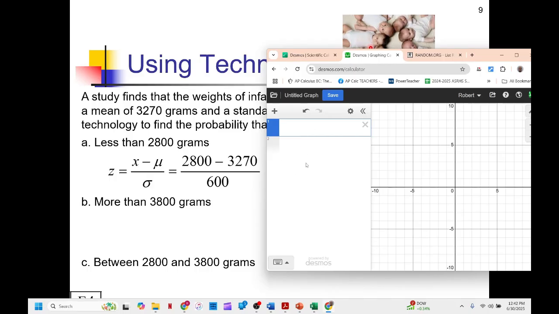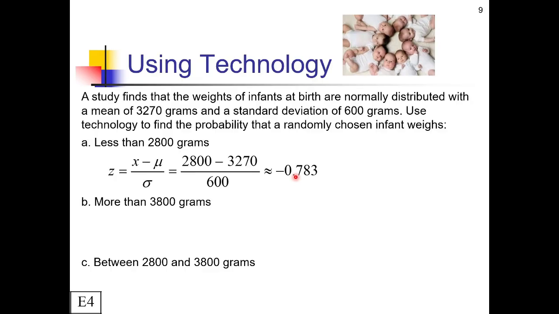I'm going to figure everything out on the graphing version of Desmos, because the normal distribution function I'm going to use requires this version of Desmos. The scientific version actually doesn't have that capability. So just keep that in mind. So let's do fraction 2800 minus 3270 all over sigma of 600. And that comes out to about negative 0.783.